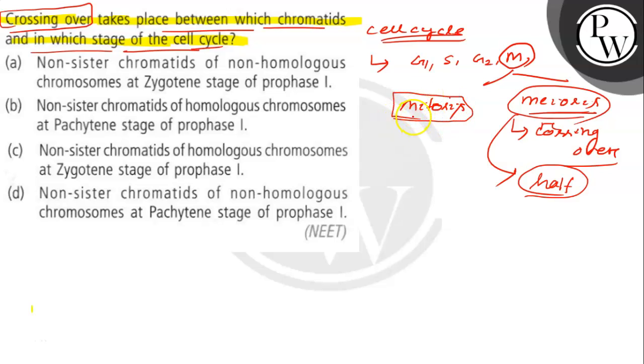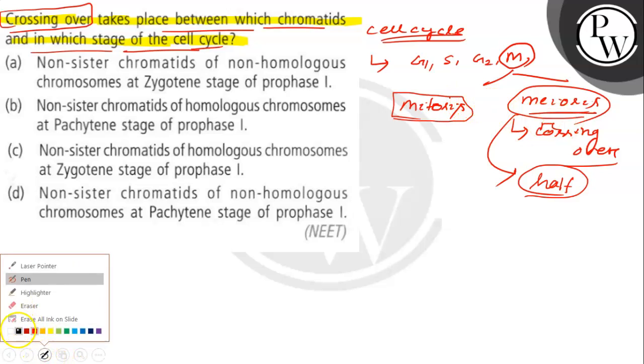And then mitotic division is an equational division, that is if the parent contains 2n number of chromosomes, then two daughter cells are formed, and the two daughter cells contain a similar number of chromosomes, that is 2n. This is the main difference between mitosis and meiosis. But the question is asking in which chromatid and which stage of the cell cycle this takes place. So we have to describe the meiosis process.